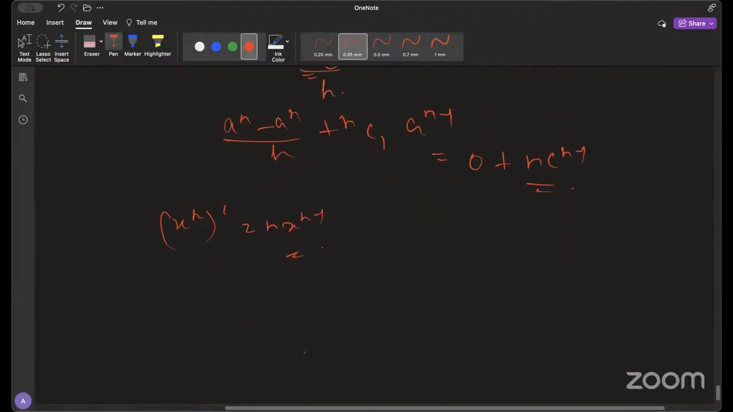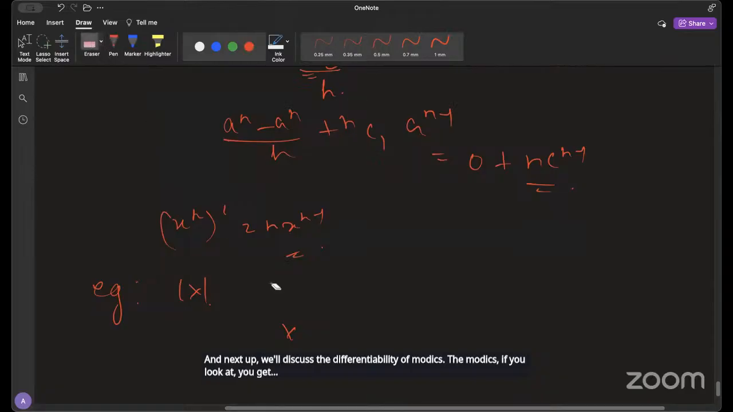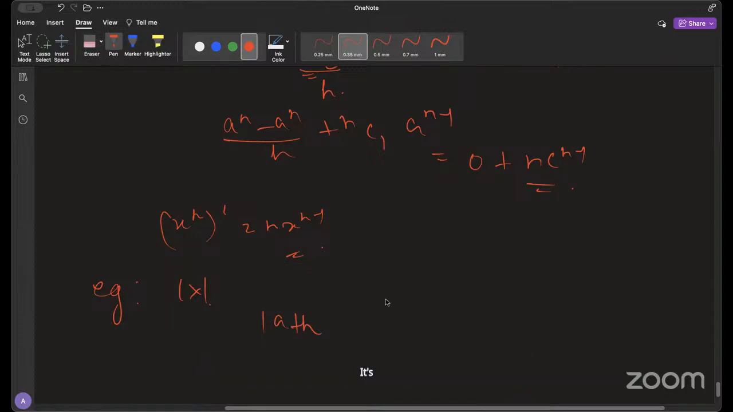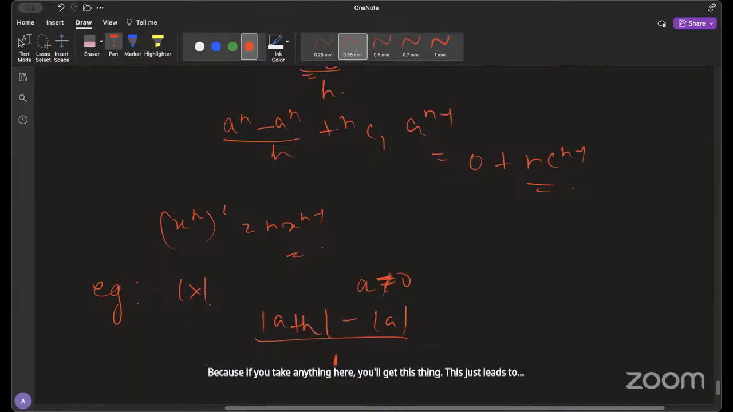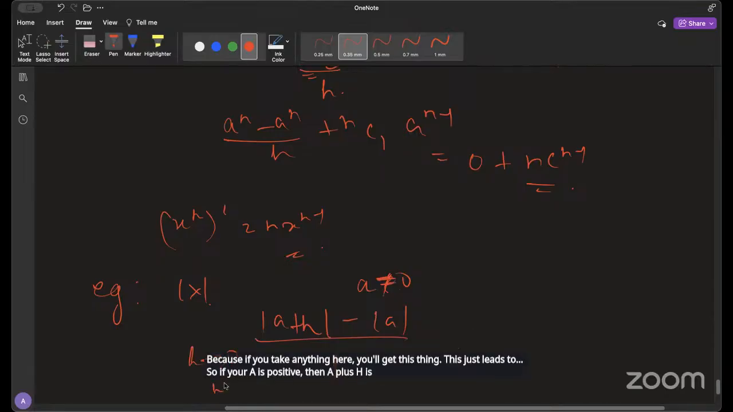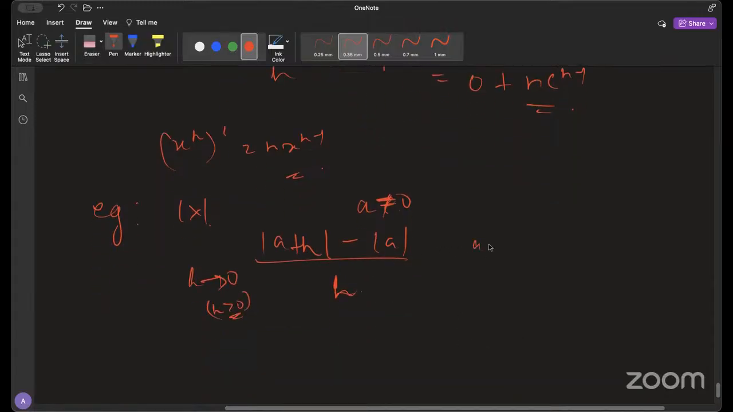Then next up, we'll discuss the differentiability of mod x. So mod x, let's just say you check differentiability at a, so it will be a plus h. It's differentiable at a point which is not equal to 0. Because if you take anything here, you'll get this thing. So if your a is positive, then a plus h is positive as well, because your h you take to be greater than 0. So this is a plus h minus a by h, which will give you 1.